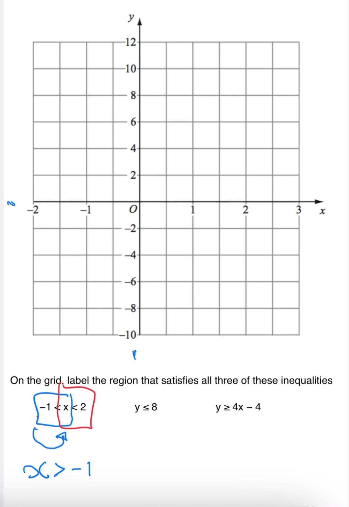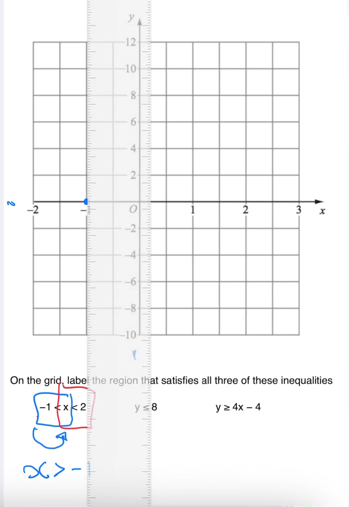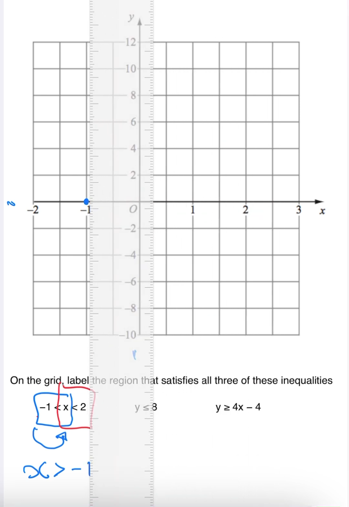And we know how to graph that one because we've done one similar to that previously. So where is x equal to -1? It's going to be here. Now, because it's less than, but not less than or equal to, we need a dashed line through -1. So let's do that. Like that.